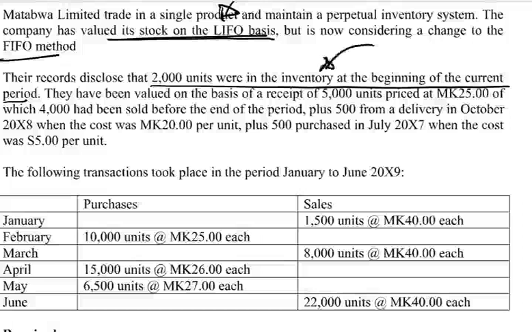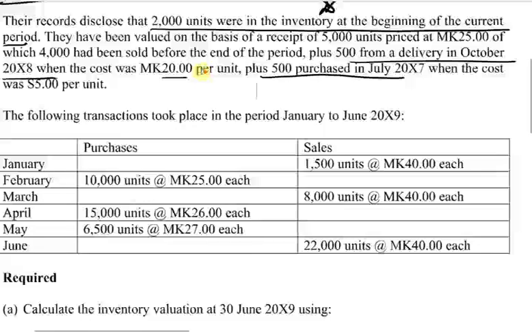LIFO. They have been valued on the basis of receipt of 5,000 units priced at 25, of which 4,000 had been sold before the end of the period, plus 500 from delivery in October, which cost 20 per unit, plus 500 purchased in July of the previous year, when the cost was 5 kwacha per unit. So we have the transactions happening within the 6 months from January to June, for which we are supposed to prepare.